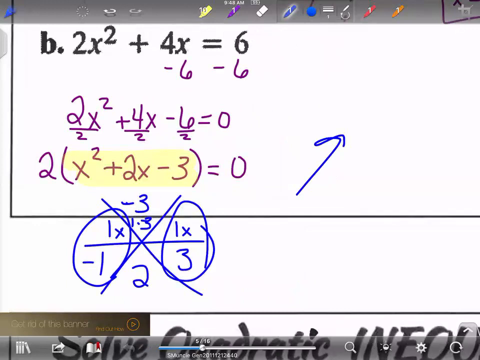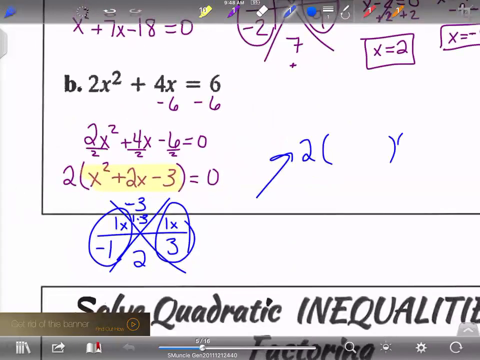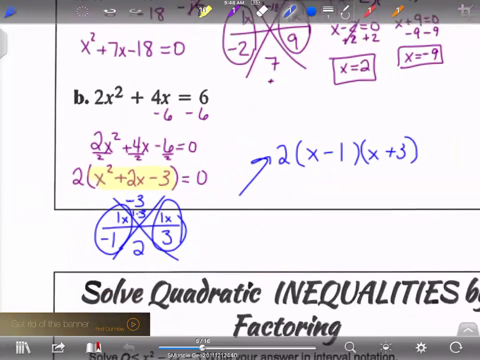When I move over here, I have to bring the 2 over, the greatest common factor. And now instead of that highlighted portion, I've broken that apart into 2 sets of parentheses, x minus 1 and x plus 3, still equals 0. So I've taken that highlighted portion and I've changed it into this factor times this factor. Still equivalent to the original. We're just breaking it up into smaller parts, smaller pieces.